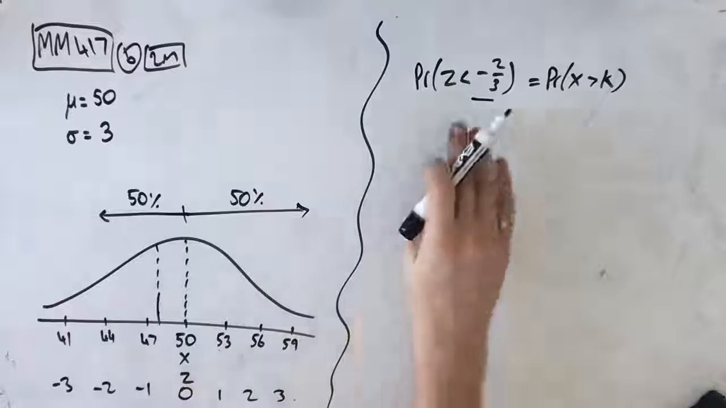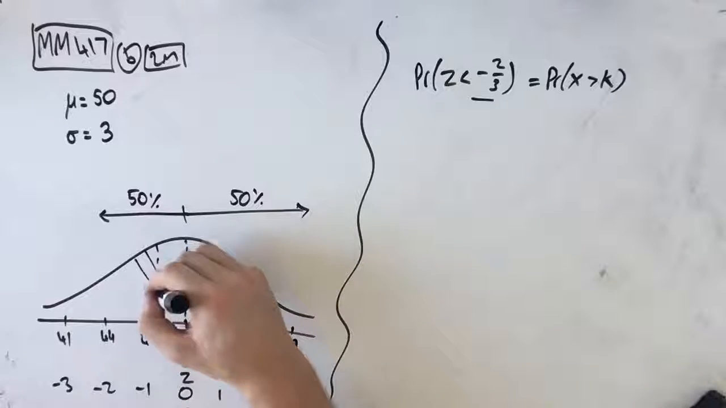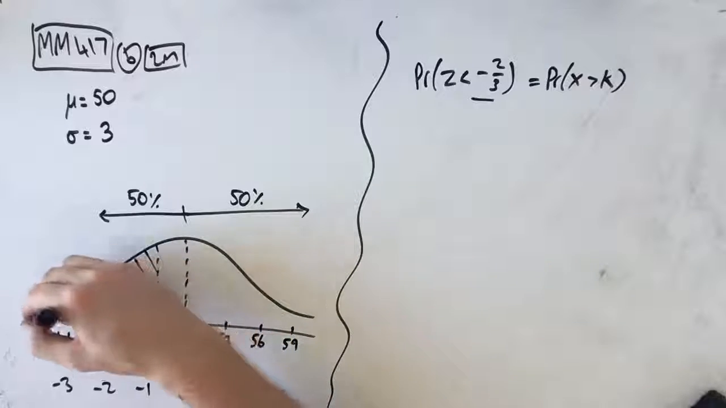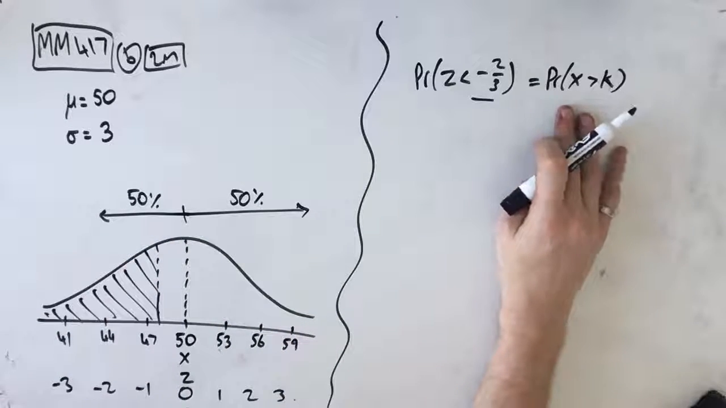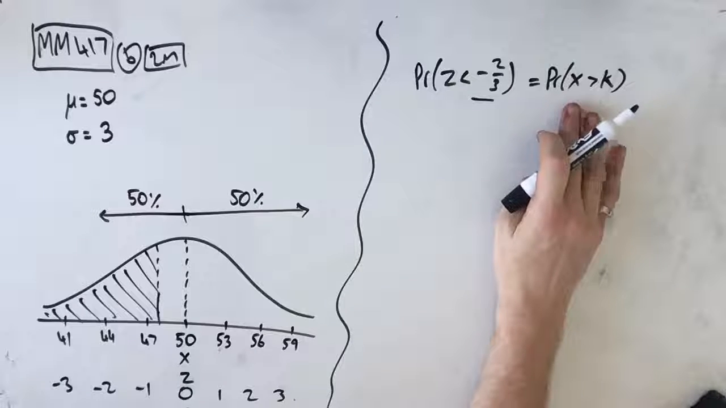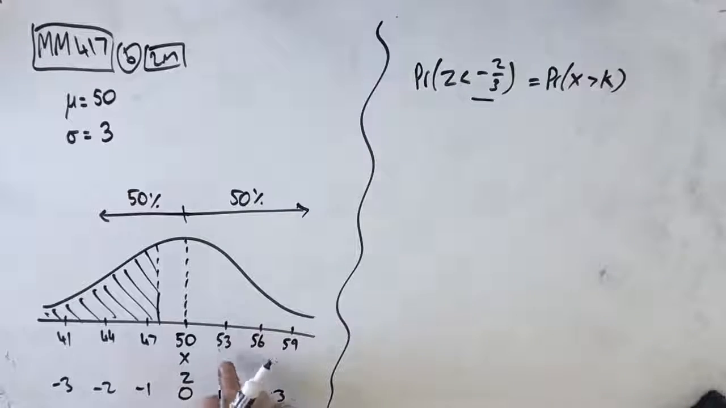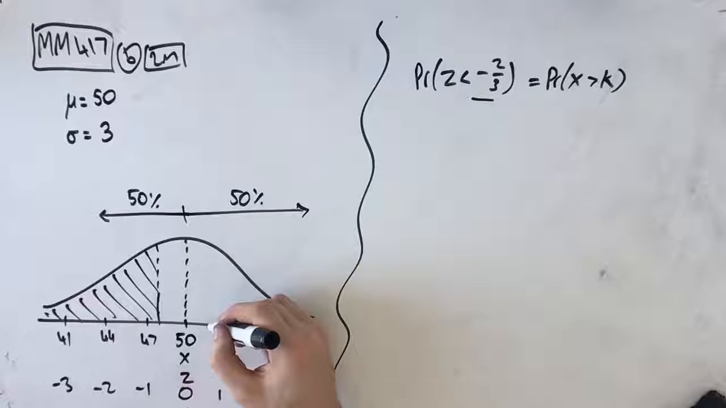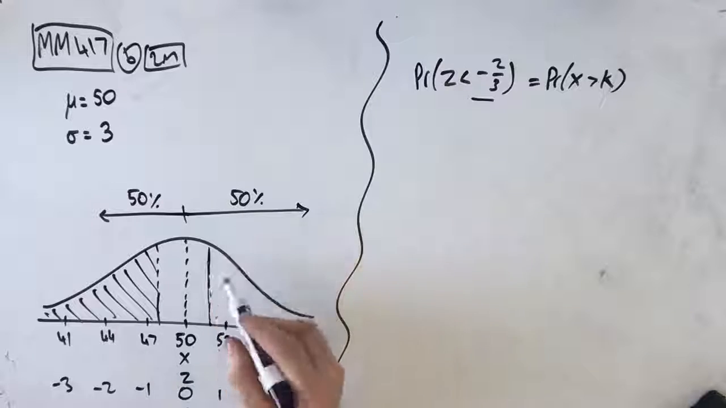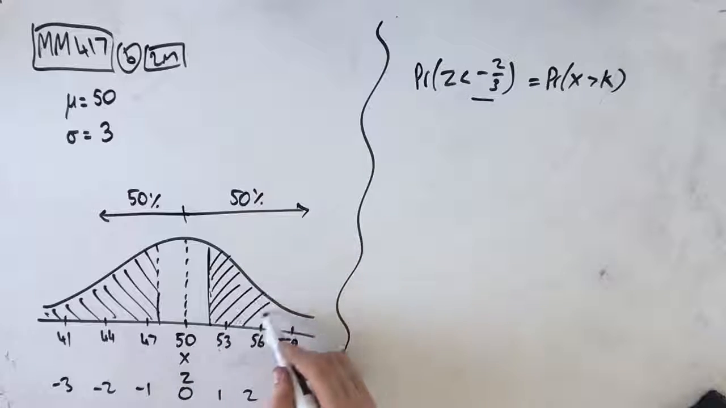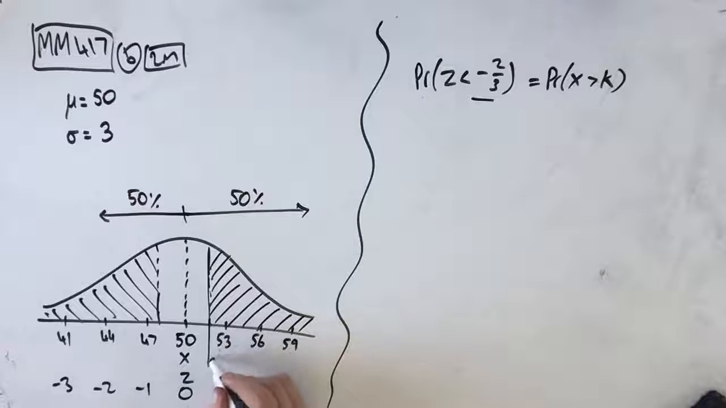We're saying that the probability that z is less than that, so all of this area here, is the same as the area above k in the x value. We want all of this area, and we want to know what this value of k is here. Now, this k value corresponds to a z value as well, because k is our x value, and we need to find out our z value as well.